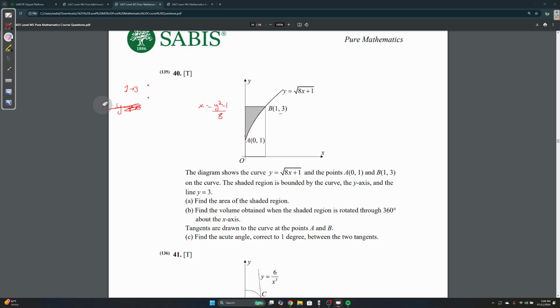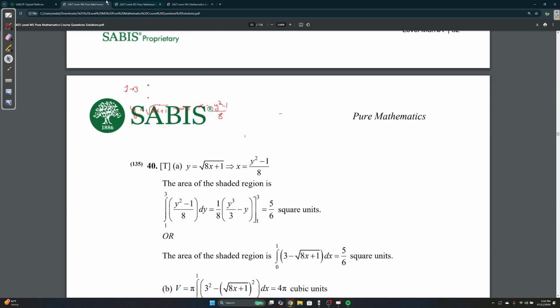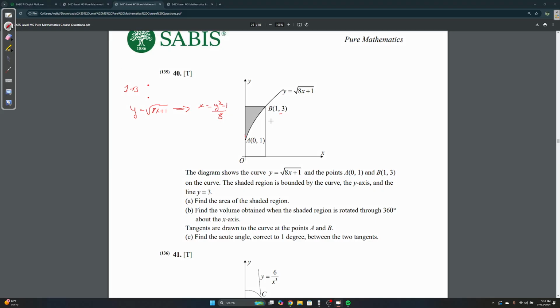So originally y was equal to root 8x plus 1. So this is x, okay? And let me just make sure I'm not wrong. Yeah, y squared minus 1 over 8. You now have your function in terms of y, you have your bounds. All you have to do now to find the area is just integrate, right? We're going from 1 till 3. We're integrating y squared minus 1 over 8.